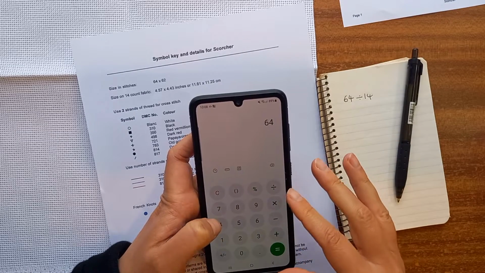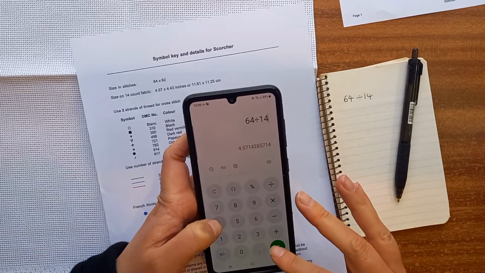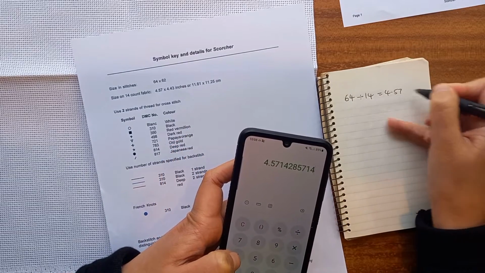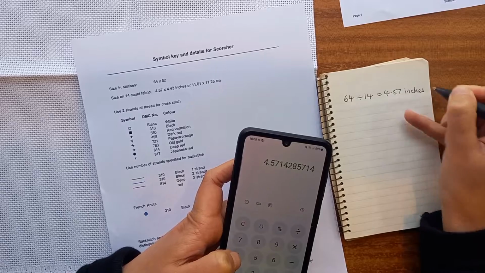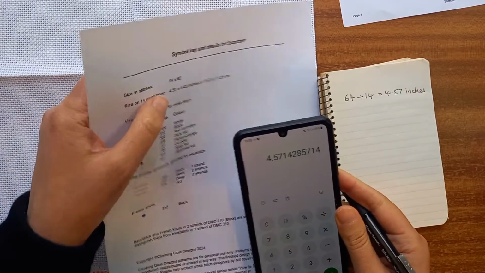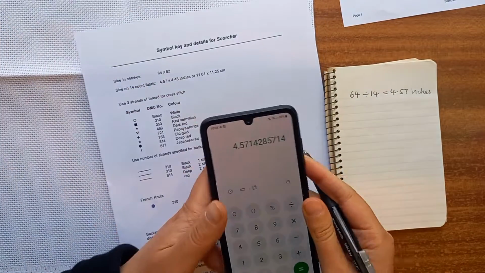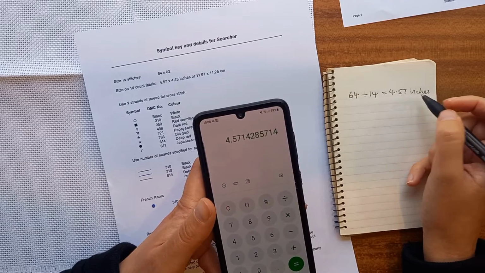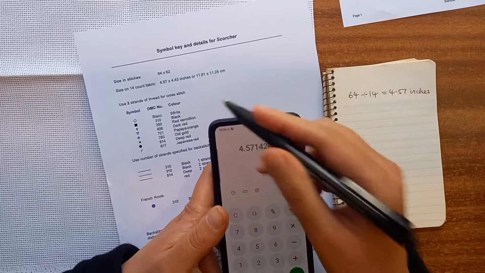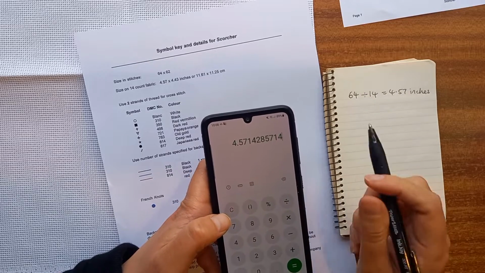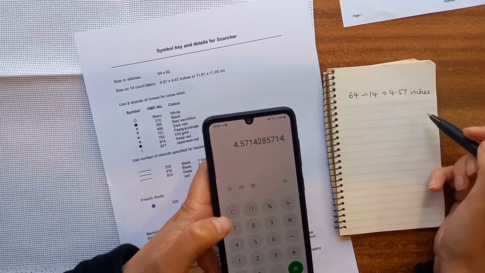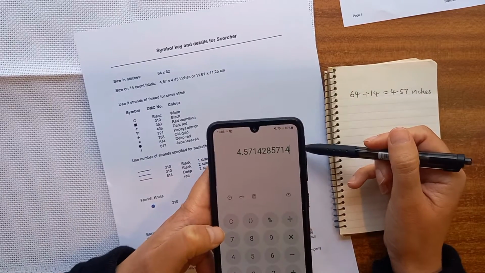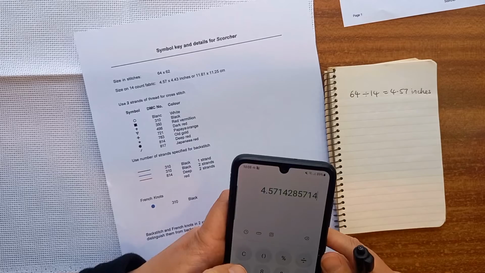And we just divide 64 by 14, and that gives us 4.57 inches, which is what we had here. So the answer is always going to be in inches because Aida counts are in inches. If you want it in centimeters, go into Google, put in 4.57 inches in centimeters, and you'll get the number in centimeters. That's the easiest way to do it.